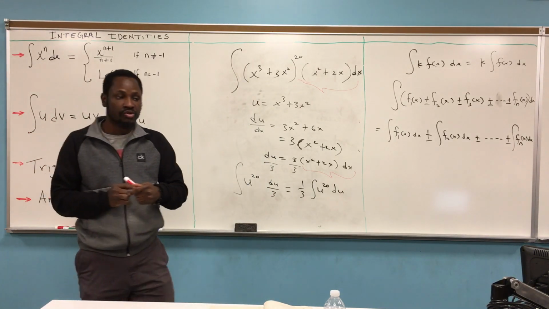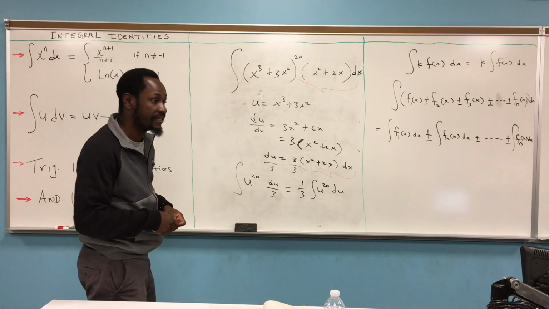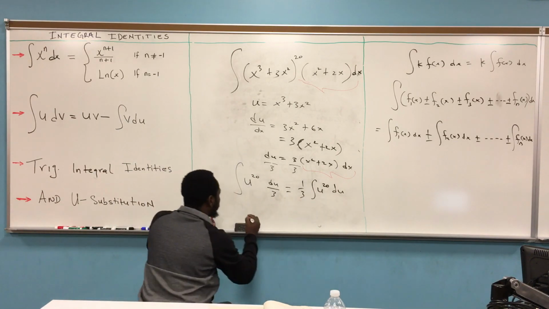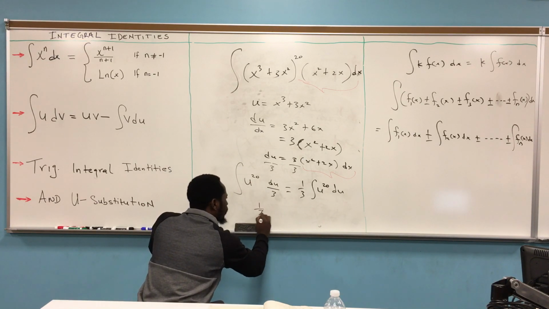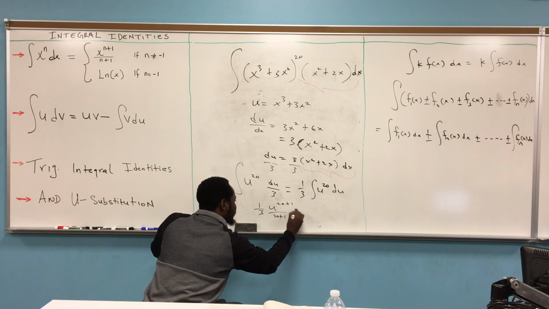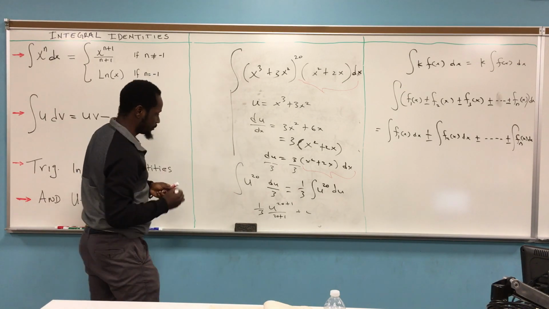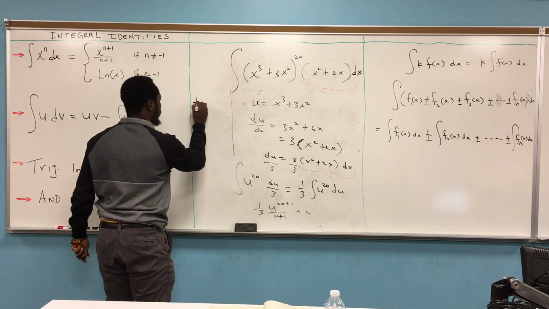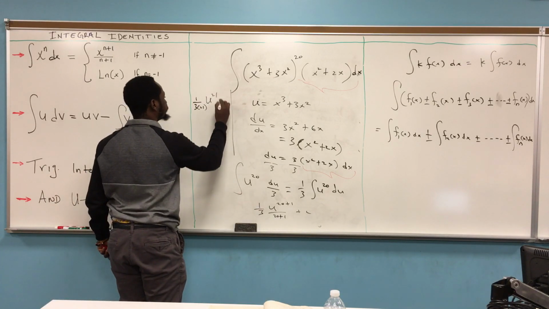It doesn't matter because I use x here, and I have u here. It's still the same. You use different variables, but the theorem or the identity still works. It doesn't matter what variable you use, they are just dummy variables. So this would be u to the 20 plus 1 over 20 plus 1 plus C. Now, I can just write it here. This will be what? 1 over 3 times 21, multiplied by u to the 21 plus C.